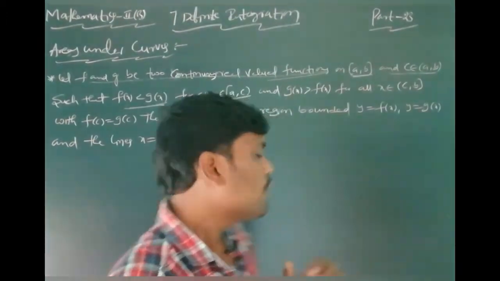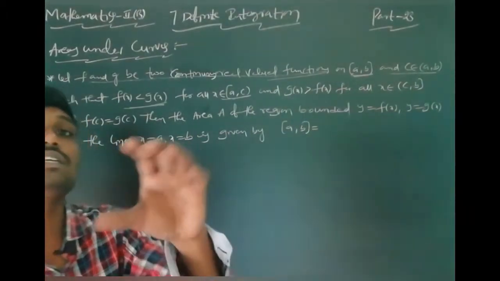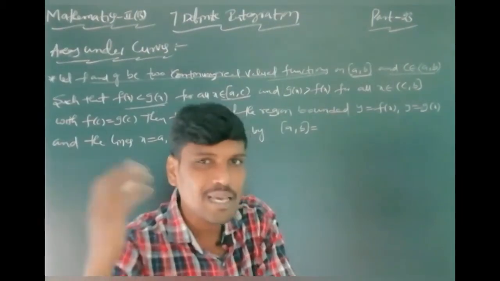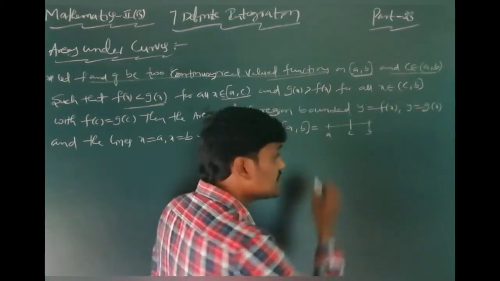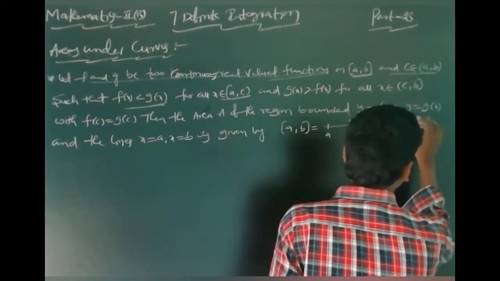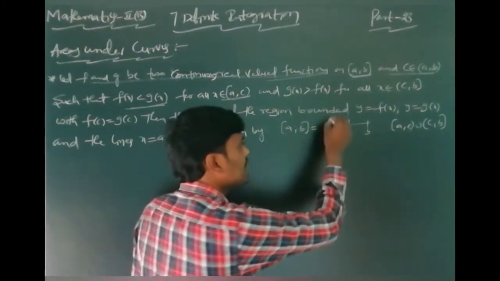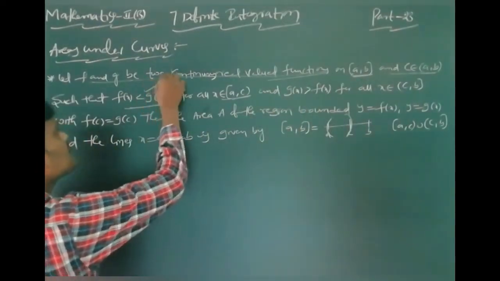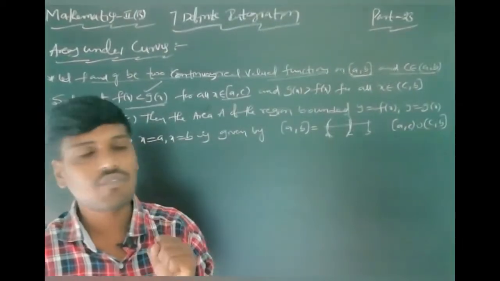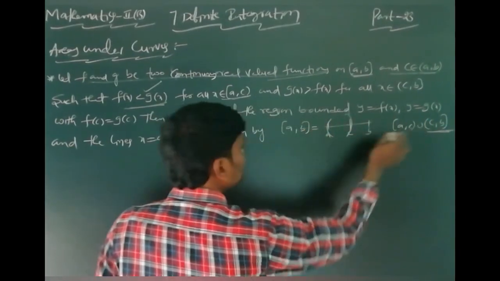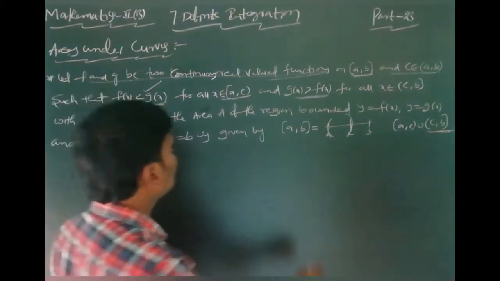Suppose this is the interval a comma b. In this interval, c is any real number that divides the interval a b. Suppose this is a, this is b, and c divides it. The interval is divided into a comma c, which is one interval, union c comma b, which is the other interval. In the interval a comma c, f of x is less than g of x. In the interval c comma b, g of x is greater than f of x.